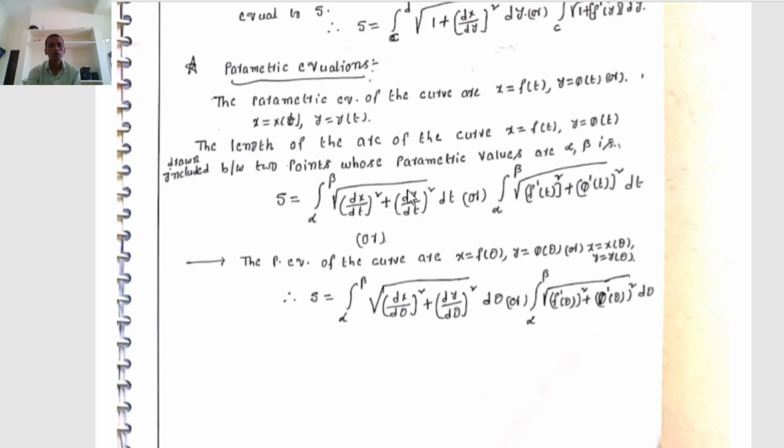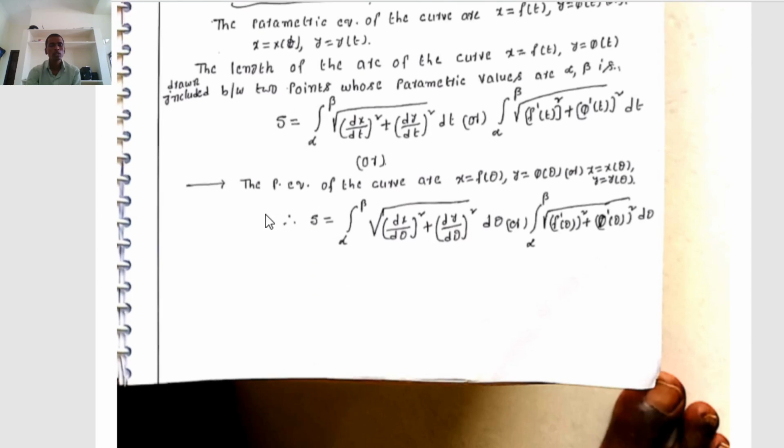Therefore the length of the arc of the curve is equal to integration alpha to beta square root of (dx by dt) square plus (dy by dt) square into dt, or integration alpha to beta square root of (f dash of t) square plus (phi dash of t) square into dt, where alpha comma beta are t limits in terms of t. Therefore s equal to integration alpha to beta square root of (dx by dt) square plus (dy by dt) square into dt, or integration alpha to beta square root of (f dash of t) square plus (phi dash of t) square into dt.